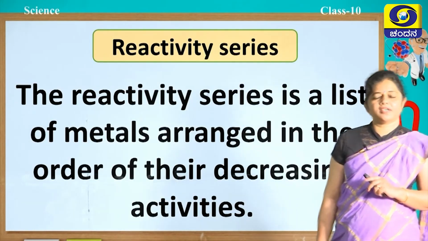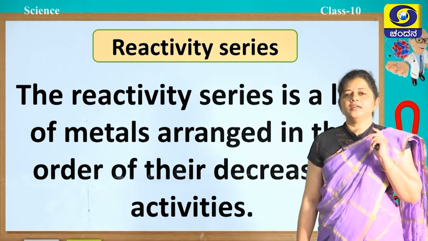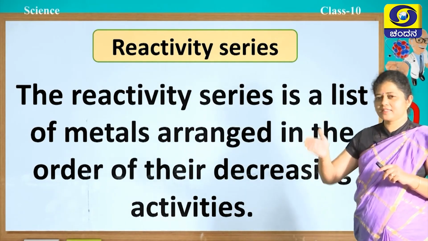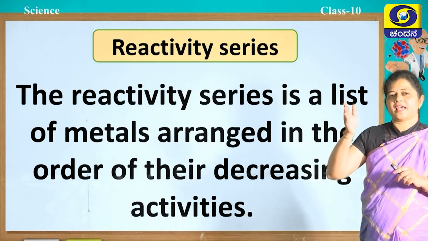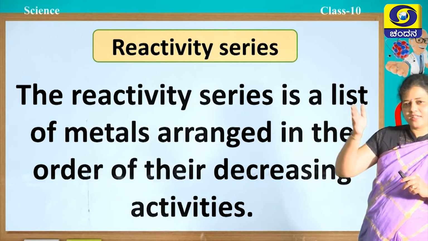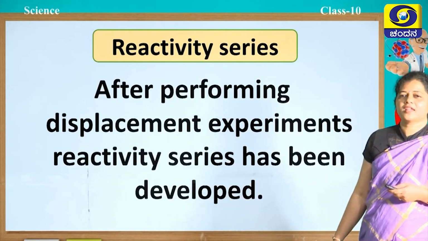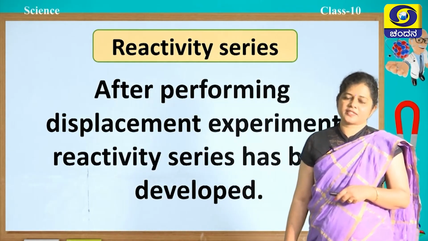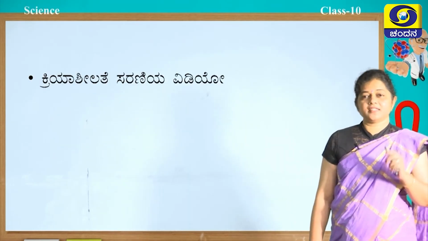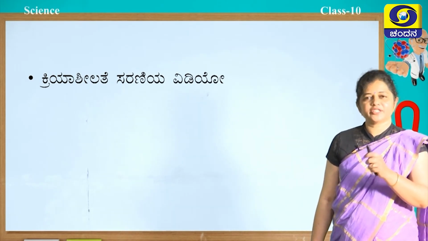Now, let us see what is reactivity series. The reactivity series is a list of metals that are arranged in the order of their decreasing activities. So, the activity series or the reactivity series is a list of the metals which are arranged in the order of their decreasing activities. After performing the displacement experiments, the reactivity series has been developed. Now, let us see how the metals react with the acids or the reactivity series.